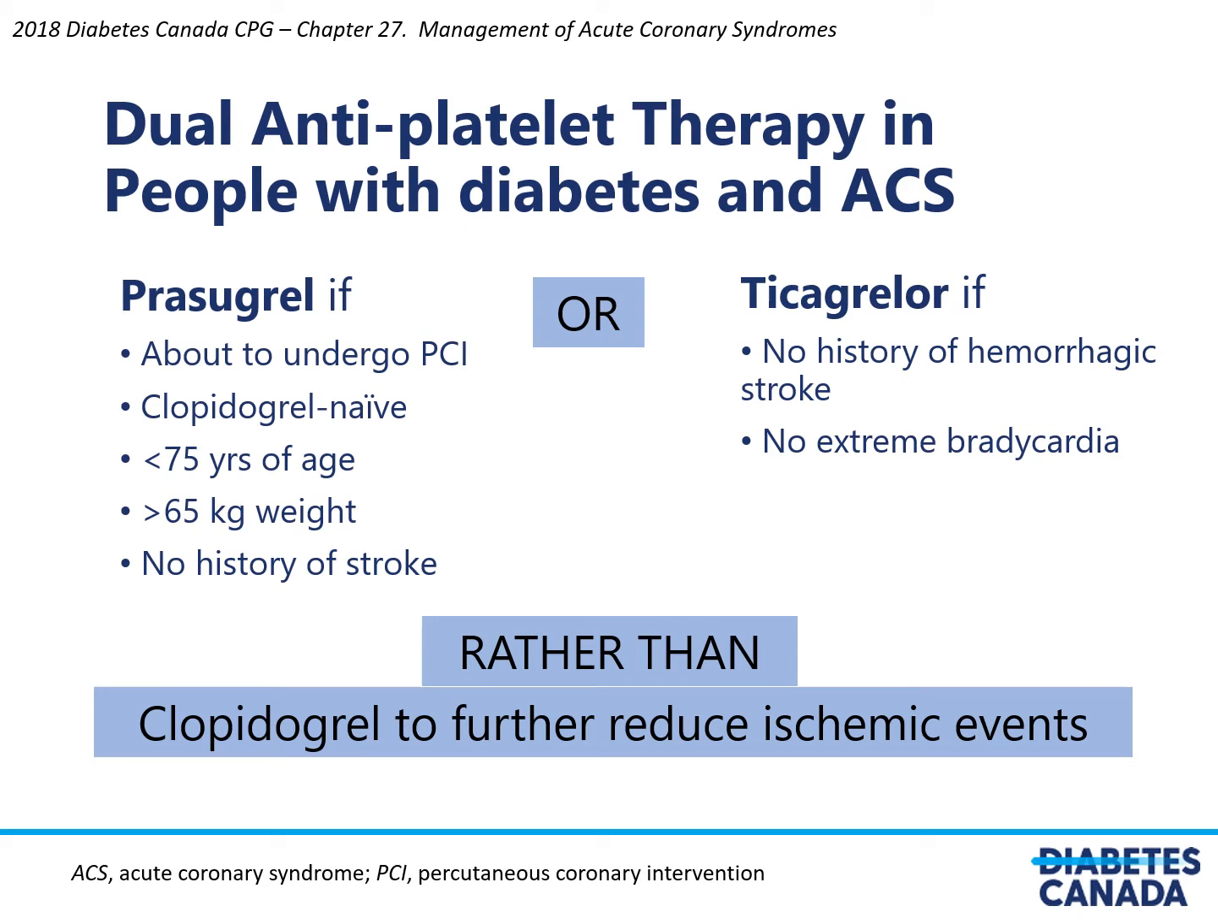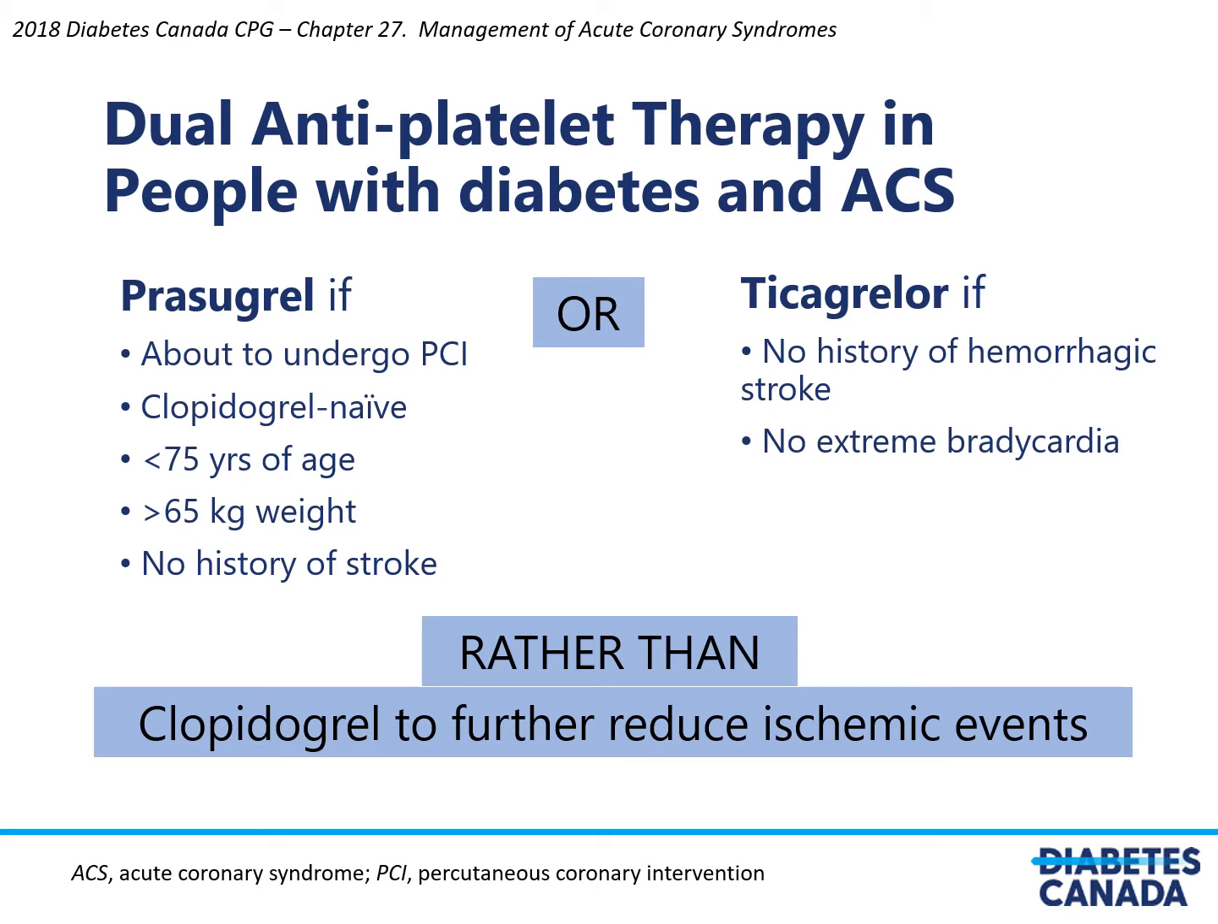Based on the data from these studies, dual antiplatelet therapy in people with diabetes and ACS is recommended, and either the use of Prasugrel or Ticagrelor in addition to aspirin is what ought to be used. Prasugrel should be selected if the patient is about to undergo PCI, is Clopidogrel naive, less than 75 years of age, greater than 65 kilograms in weight, with no history of stroke. Ticagrelor should be used if there is no history of hemorrhagic stroke and no extreme bradycardia.